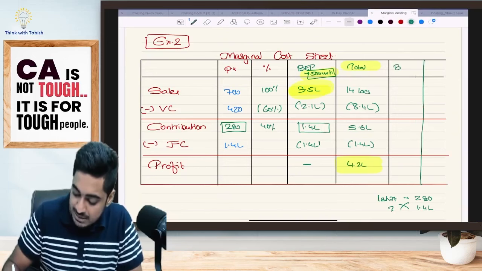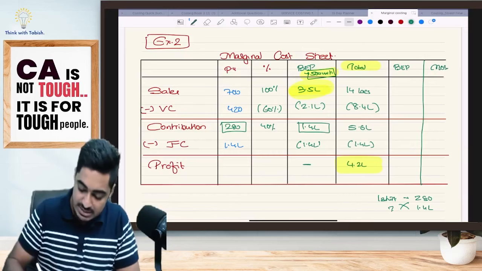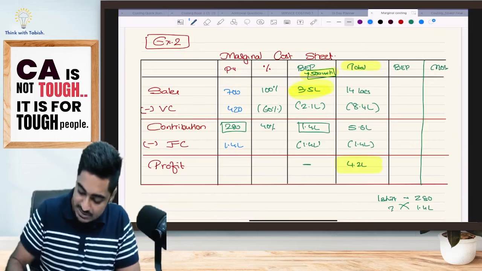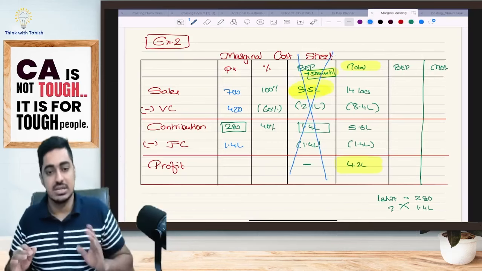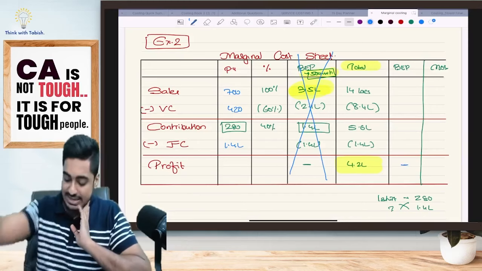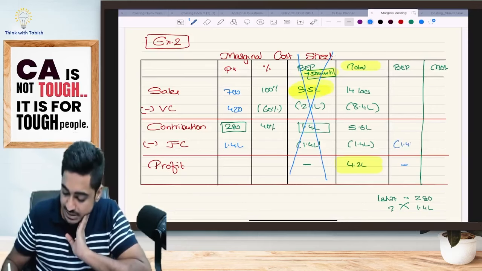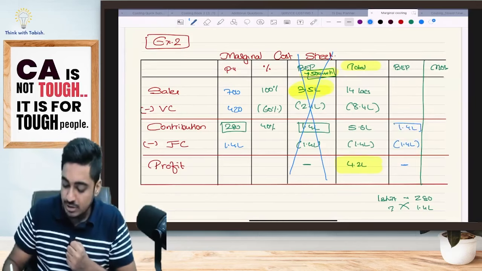Pay attention. BEP I have to calculate. MOS I have to calculate. Okay. Now imagine this data is not there for me. It is not there. Okay. Fresh, I have to calculate. Break even point. What is break even? No profit, no loss. But I have to pay fixed cost of 1,40,000. That means to pay that, how much cash should I have? Sir, 1,40,000. 1,40,000 cash I want.